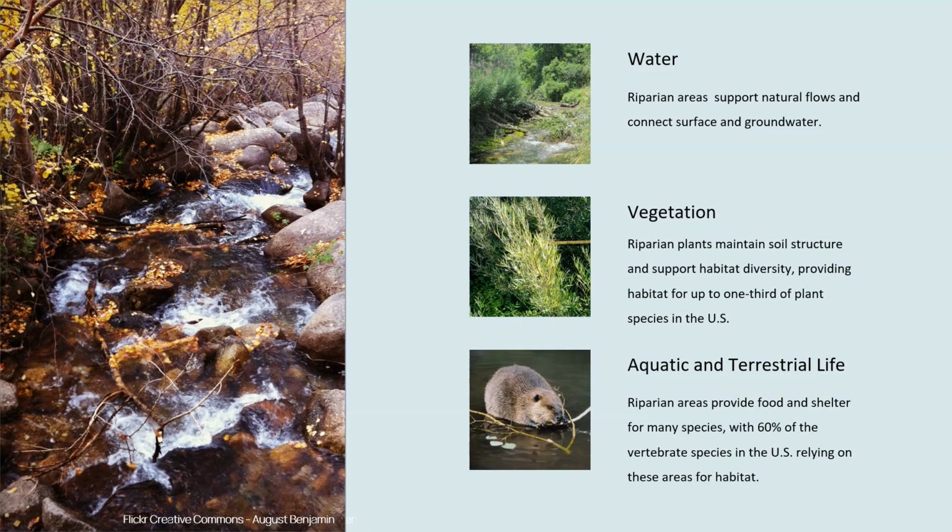Another thing to think about is that these plants are well suited for wet areas. So they're wetland plants. There are herbaceous plants, and then there's trees like you see cottonwoods. You see a cottonwood, you know that you're in a riparian area because they are well suited for a riverine environment. And also aquatic and terrestrial life. So it provides food and shelter for many species, with 60% of the vertebrate species in the U.S. relying on these areas for habitat. Again, that's a really big deal.